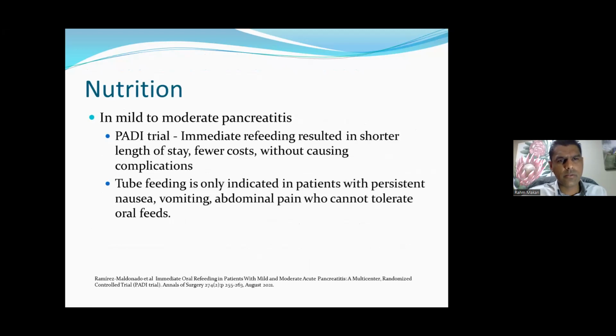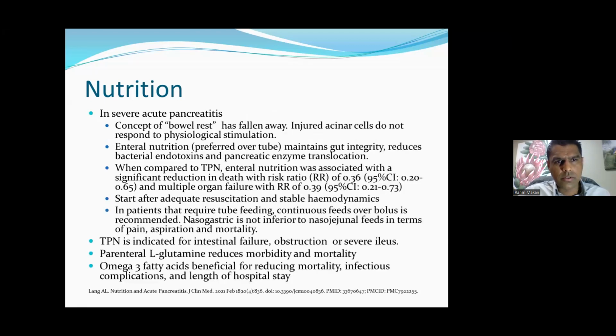All right, so now we look at nutrition. Particularly in mild to moderate pancreatitis, there was a trial called the PADI trial, which showed that immediate refeeding resulted in a shorter length of stay, lower costs, and fewer complications. Feeding tubes were only used in patients with persistent nausea, vomiting, and abdominal pain who do not tolerate oral feeds. When you go to severe acute pancreatitis, the concept of bowel rest, where the patient's kept nil per os, has now fallen away.